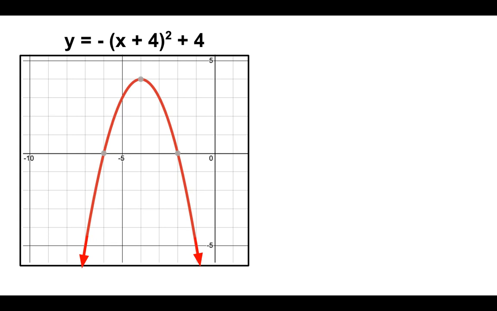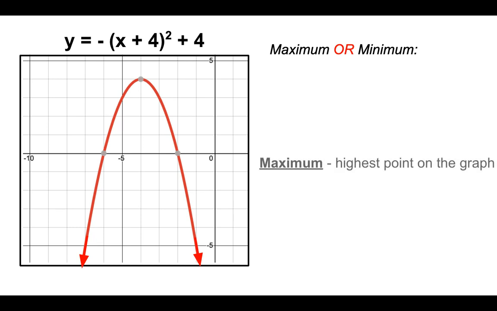We're going to take a look at some vocabulary. First, we have to decide if this graph has a maximum or a minimum. It will only ever have one of these. A maximum is the highest point on the graph, and a minimum is the lowest point on the graph.